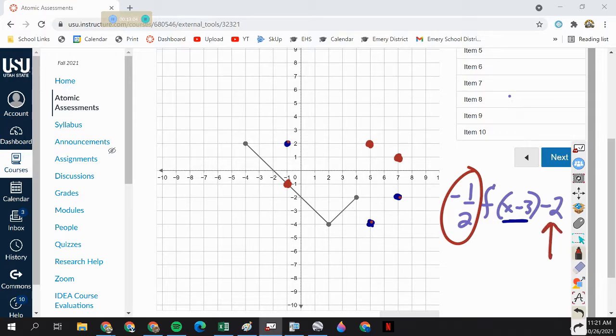Okay, and now we subtract 2 from everything. So move this down to here, this down to there, and this down to there, and that is my new graph. Right 3, upside down, half as tall, and down 2.